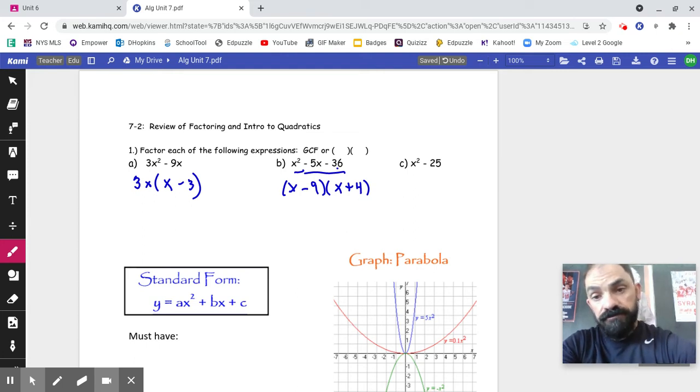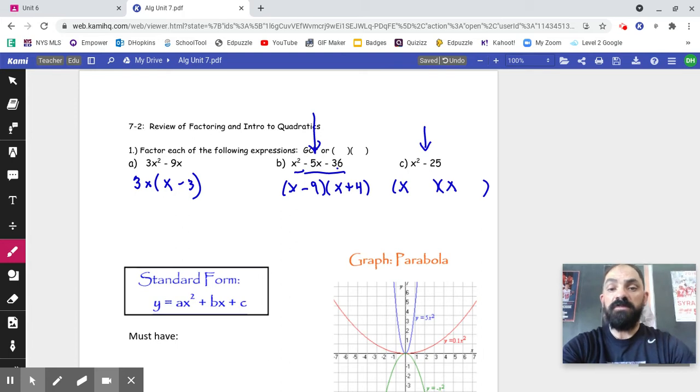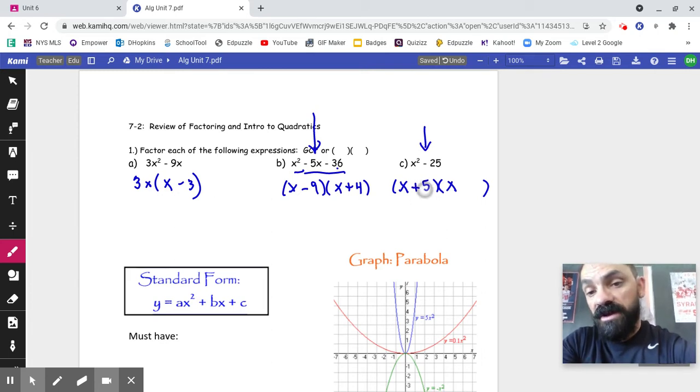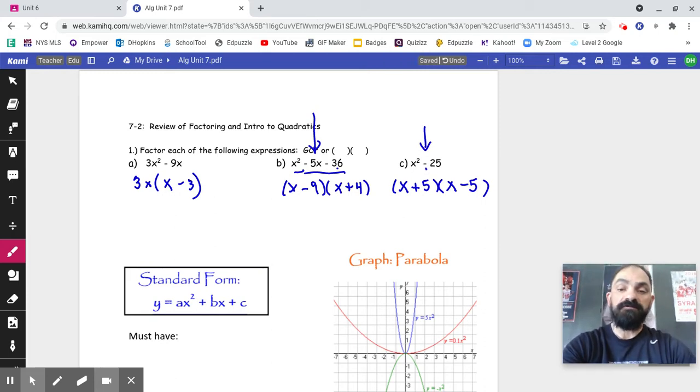And the last one, again, there's no GCF in this one, so we look to factor into parentheses. X times x was x squared. And this one is a little special. It's missing that middle term that this one had. So really the middle term is 0. So what are factors of 25 that add to get 0? That would be positive 5 and negative 5. They add to get 0, and they multiply to get negative 25.